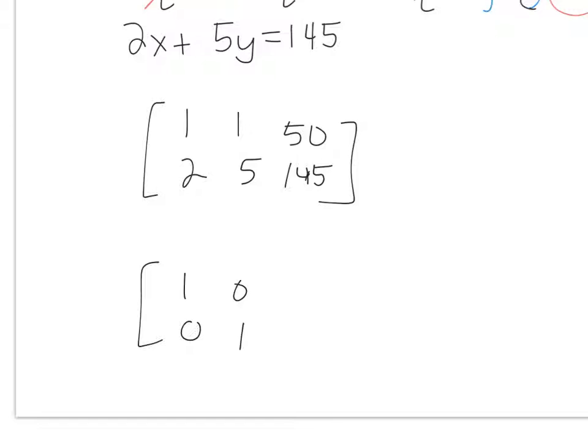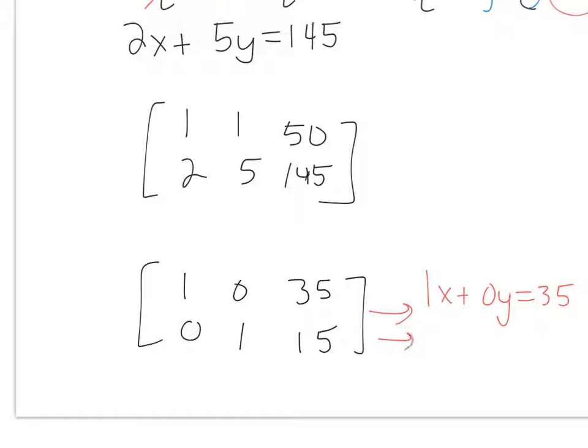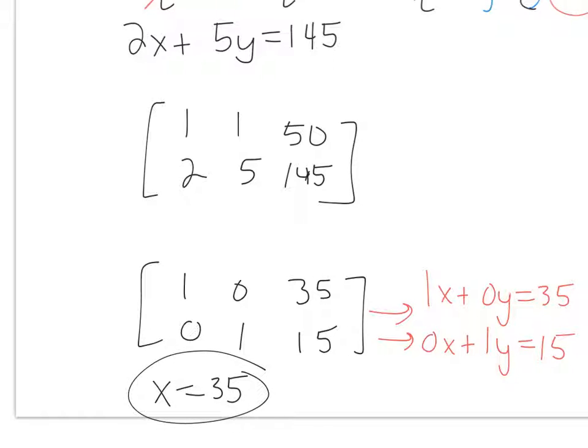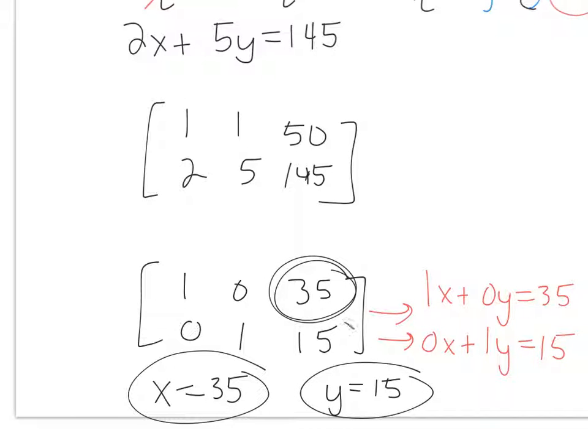What do I get as my numbers for x and y respectively? 35 and 15. Okay, that's what my matrix would look like, which if you recall, this really means 1x plus 0y equals 35. And the bottom line really means 0x plus 1y equals 15. So as a result, we really know that x is equal to 35, it's this first number here, and that y is equal to 15. That's the second number right there.